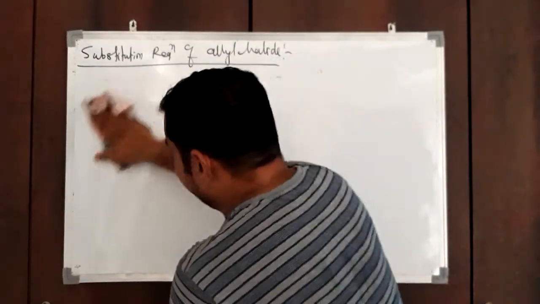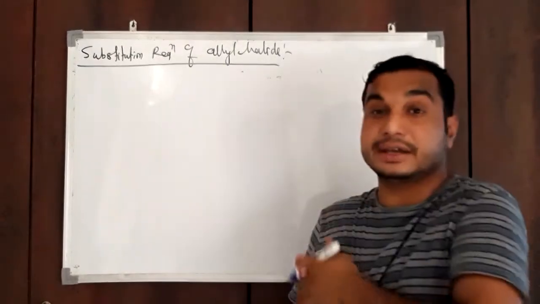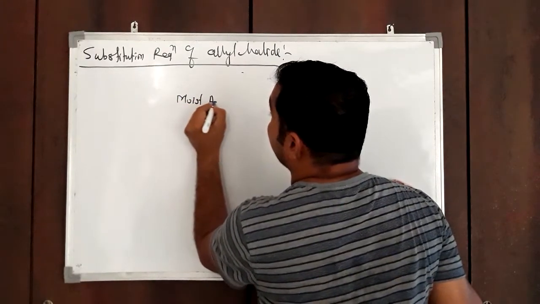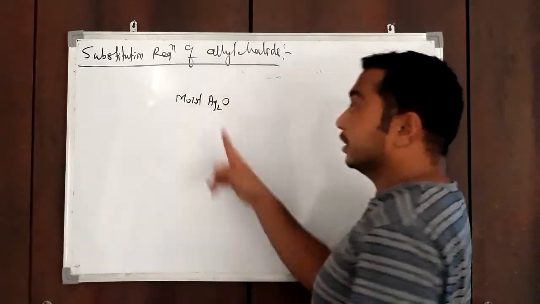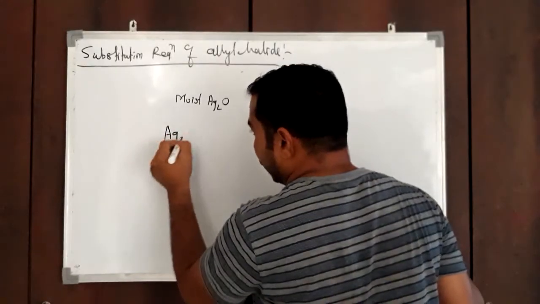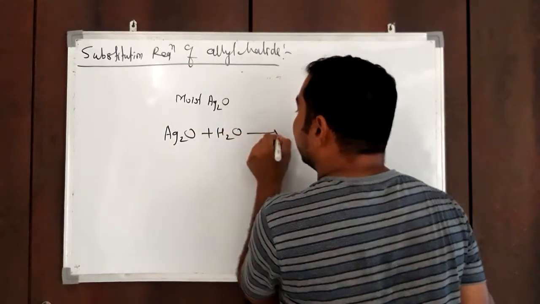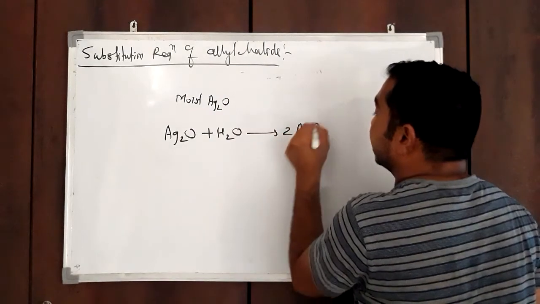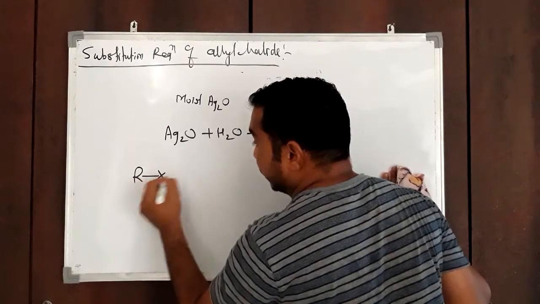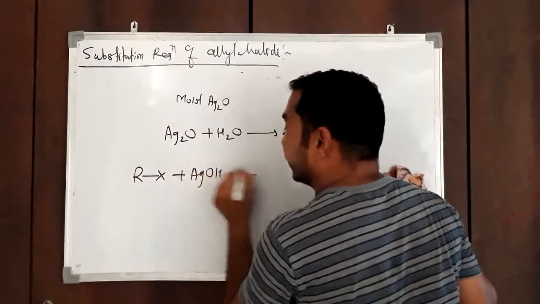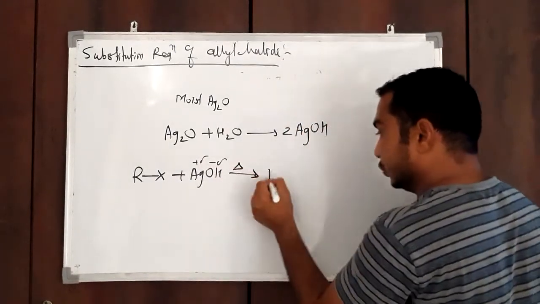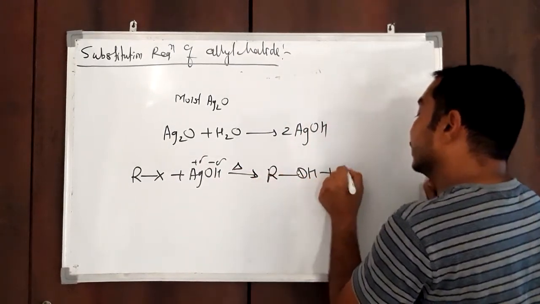Again, instead of this alkali, we can use moist Ag2O, moist silver oxide. Okay, instead of alkaline KOH, we can use moist Ag2O. Actually, moist Ag2O means it reacts with water and forms twice AgOH, and then this AgOH reacts with alkyl halide. Here OH is negative, Ag is positive. Just boil it, heat it, then you will get the same product, alcohol plus AgX.